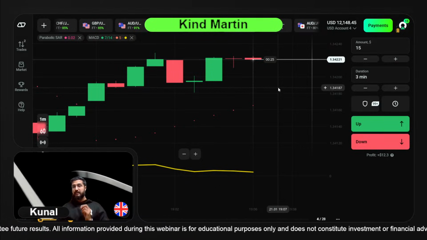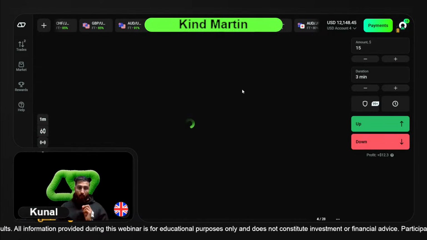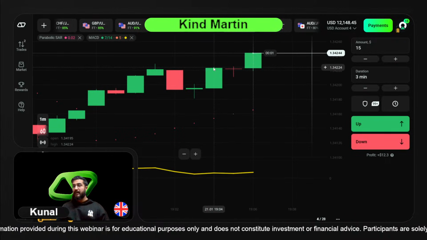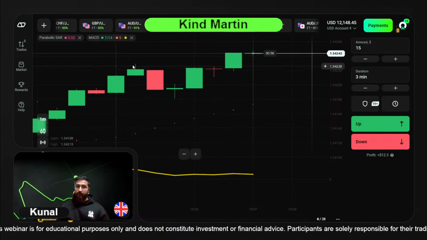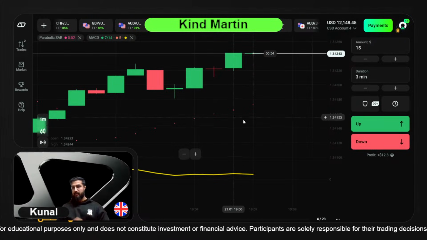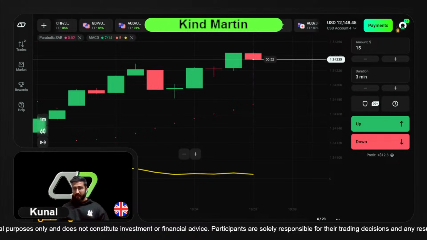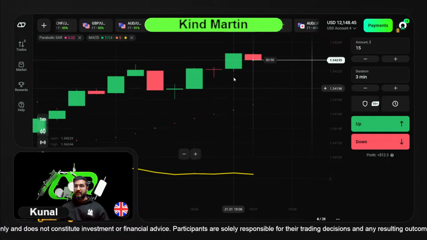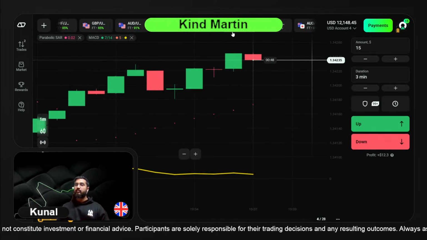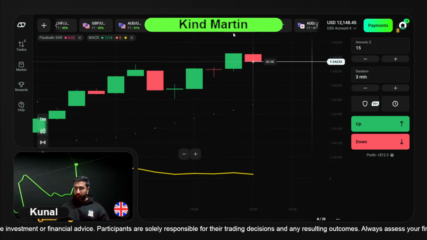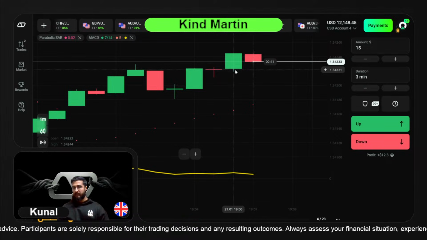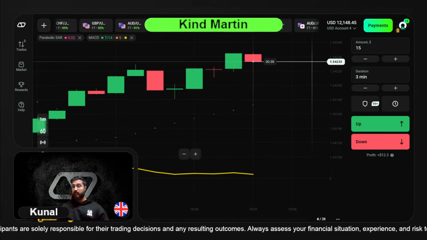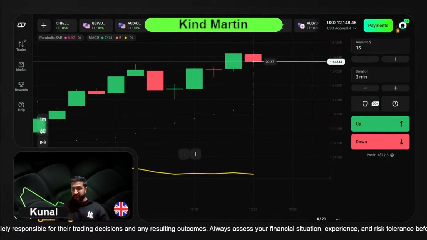We will consider the breach of that level when that specific candle closes and the next candle opens from the upward direction or the bottom. Because there is a possibility that the candle starts moving upward, but at the time of closing the market bounces back and the candle closes somewhere else. That we will not consider as a breach.